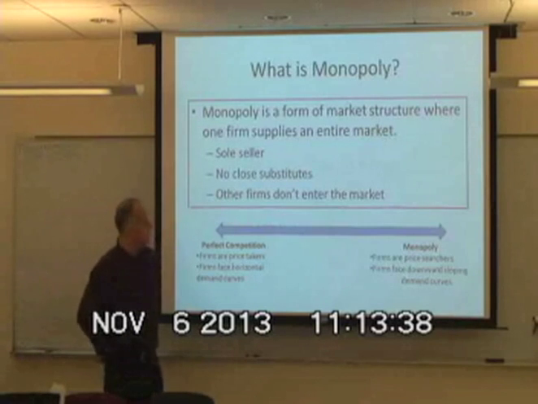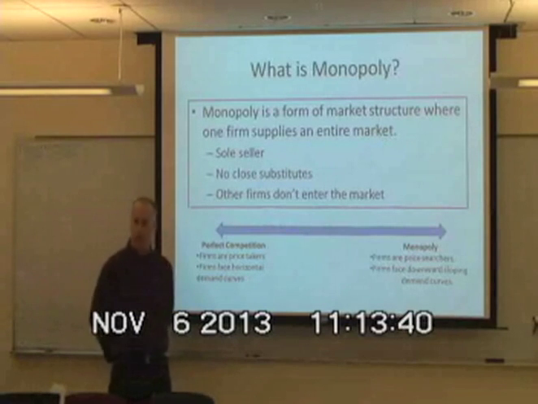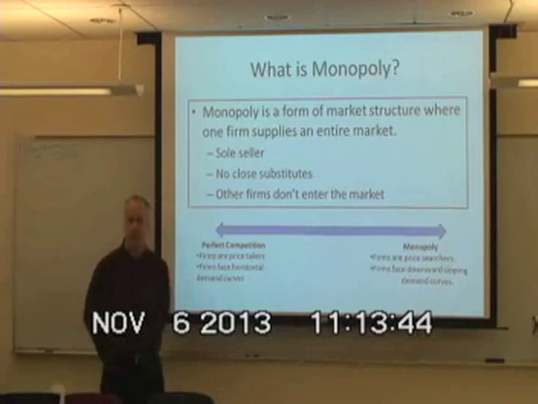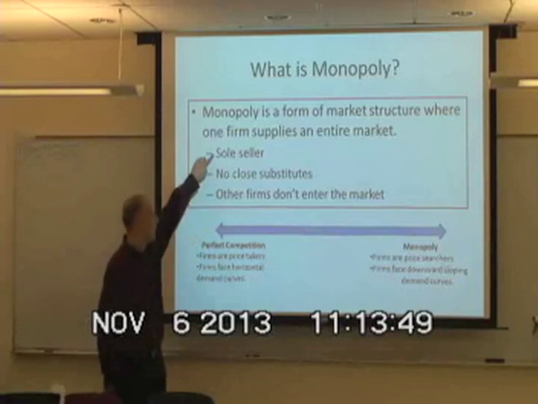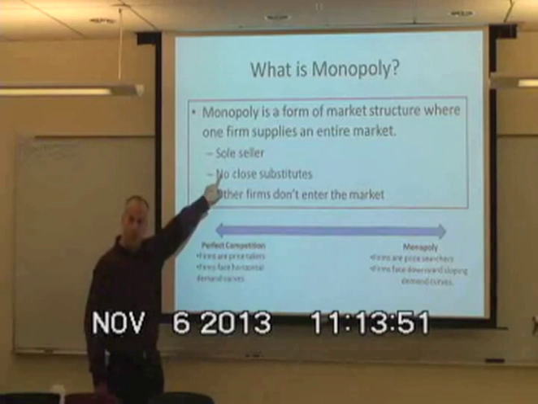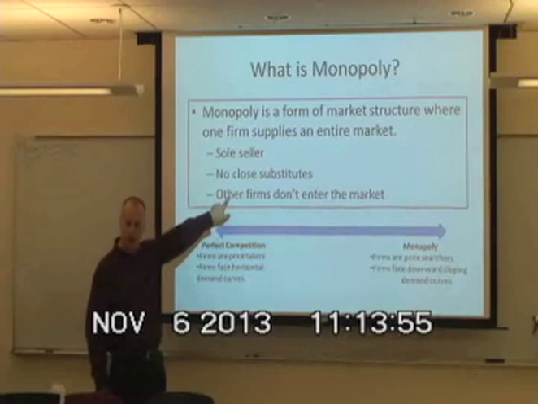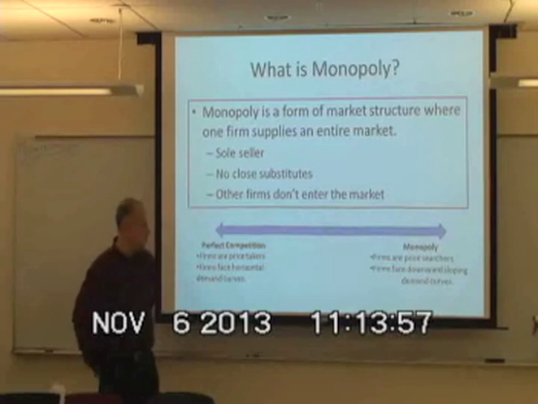A monopoly is a type of industry structure where one firm supplies the entire market. Unlike perfect competition, where many firms provide a product to the market, monopoly has one seller who's selling a product with no close substitutes, and for various reasons which we'll talk about in a minute, other firms do not enter this market.